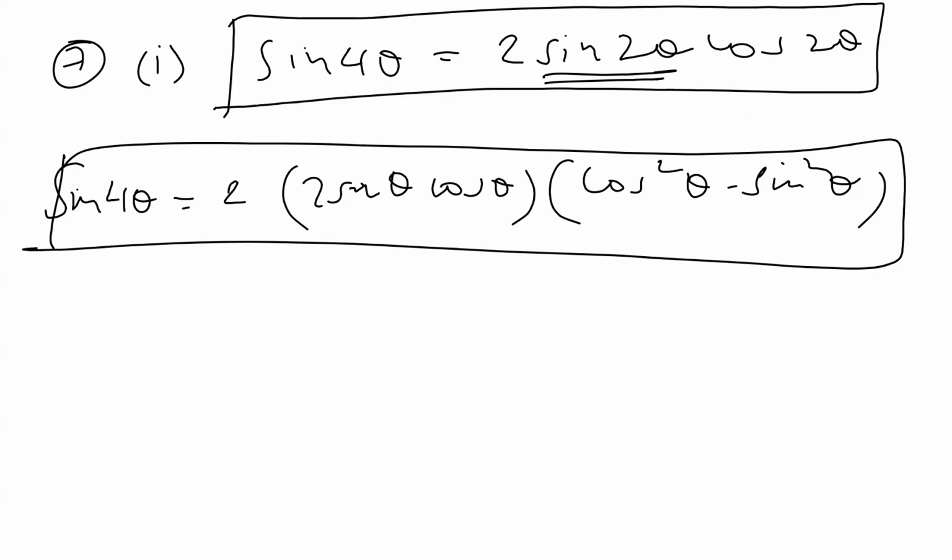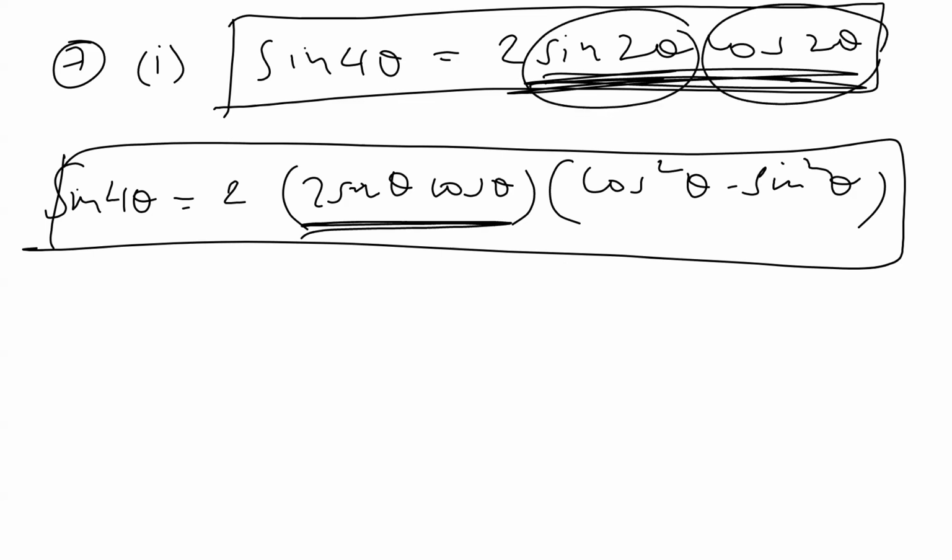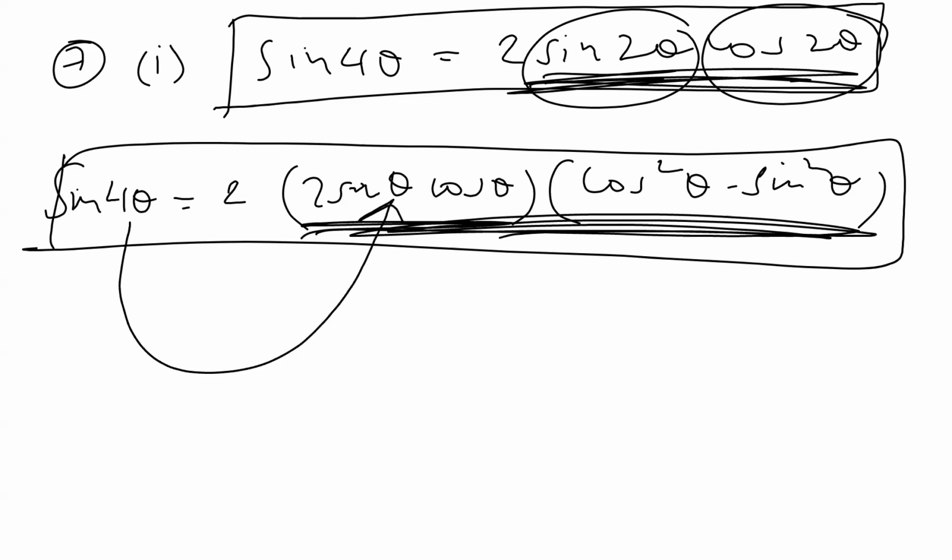The second part, from here only I took half angle for sine 2 theta and cos 2 theta, and hence 4 theta in terms of theta. Angle is theta everywhere over here. Okay. Cos 4 theta. So it will be cos square 2 theta minus sine square 2 theta.